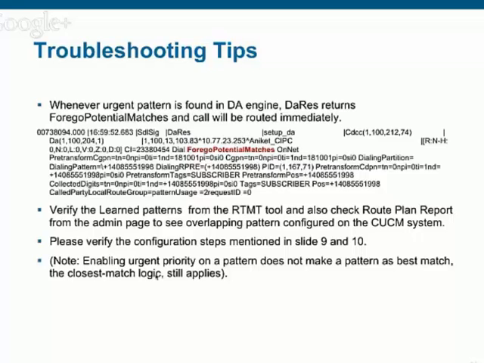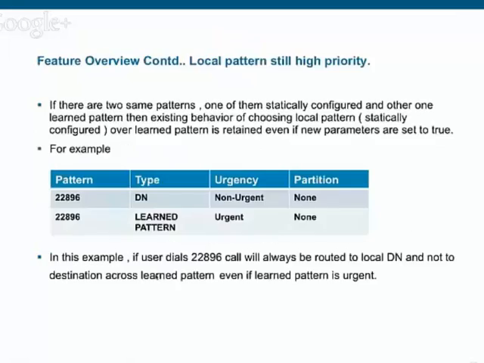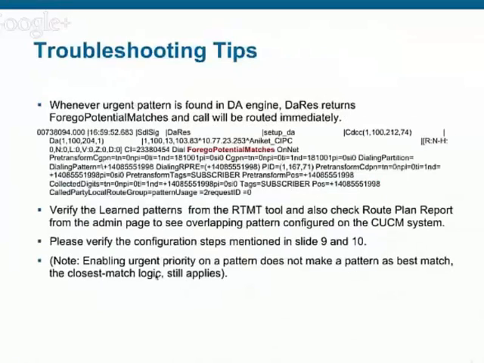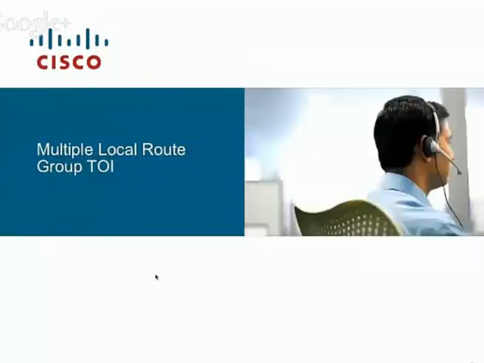Okay, so how can you verify a learned pattern? In RTMT, we have a performance monitor which talks about learned patterns, and we can also just verify the configuration. Just make sure that it's set exactly how you want it to be, and there is no conflicting issue. One quick thing to note, like earlier, there is no change in the call routing logic. The logic still remains the same. It's just that you can promote your CCD pattern to be an urgent priority pattern. That is it.